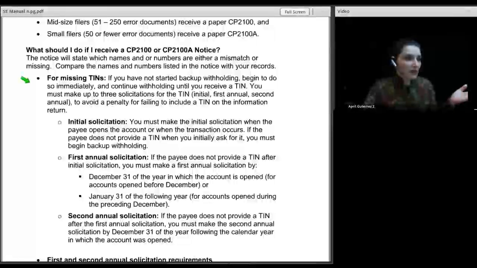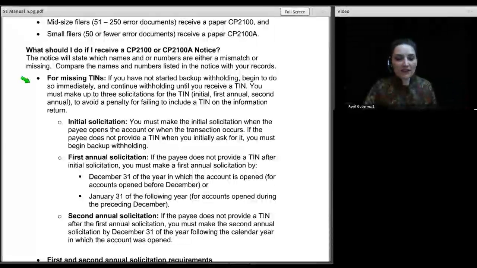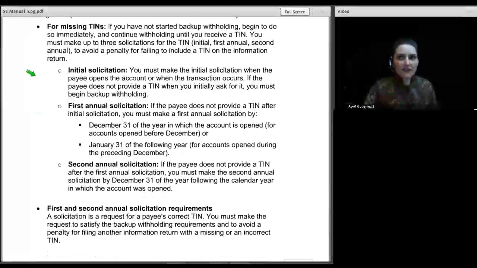Now, that's assuming you're still making payments to the individual, right? If you only paid them one time and they're gone from history, it's going to be difficult to start backup withholding on them. In addition to starting backup withholding, you need to send them a letter. This letter is called an initial solicitation. You must make the initial solicitation when the payee opens the account.